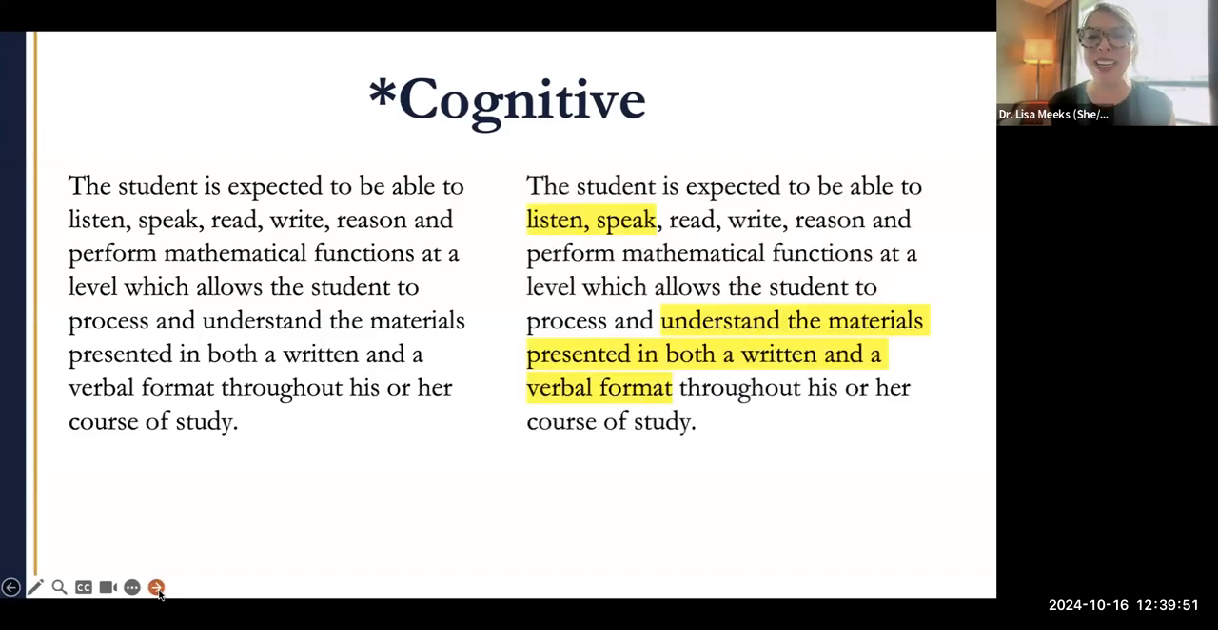You're ready to redo your technical standards. Karen, that was funny. The student is expected to be able to listen and speak. So we pulled out listen, speak, understand the materials presented in both written and verbal format. The verbal part is problematic here, right?